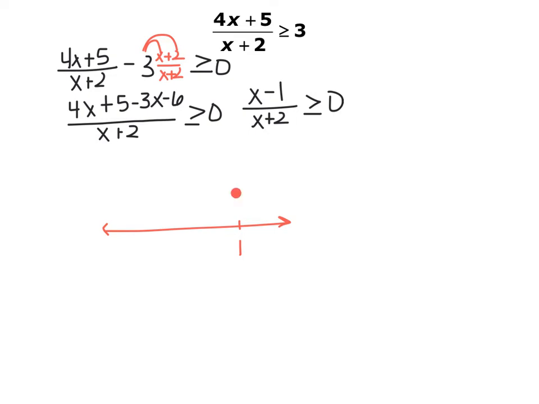Negative 2 makes the denominator 0, so this makes it undefined, so I'm going to put that on my number line also. Because it is undefined, it is not in the domain, which means it can never be a closed circle. So if you have an undefined, it's always an open circle.